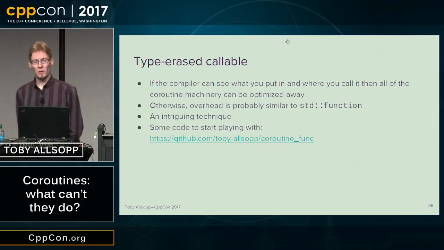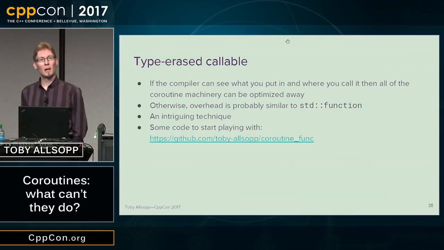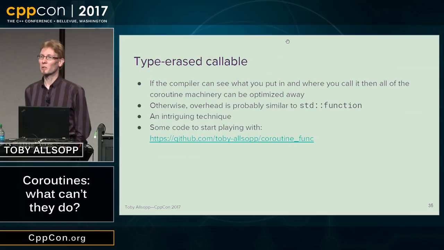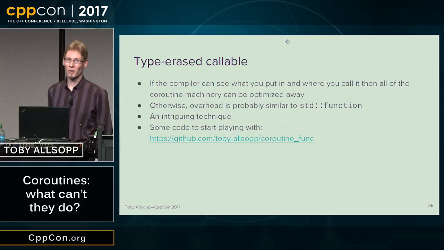So one of the nice things about that is that if the compiler can see everything you're putting into this coroutine func thing, and it can see the caller, then it can potentially inline everything and get rid of all of the allocations, and make all of the coroutine machinery go away. It's quite a cool thing to see. When I say the compiler, I mean Clang currently, but hopefully other compilers in the future as well.